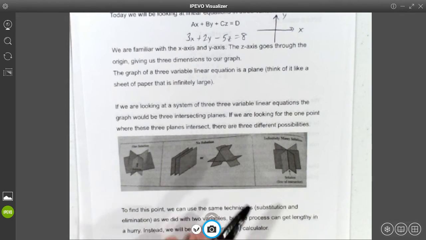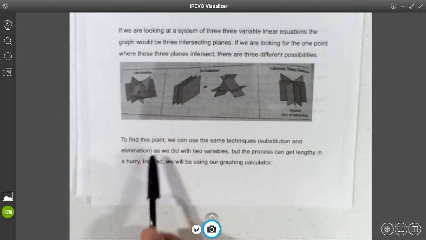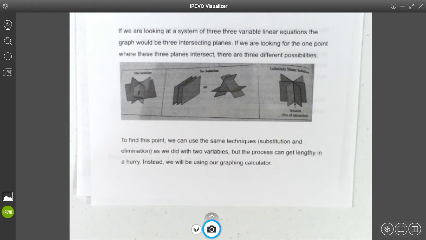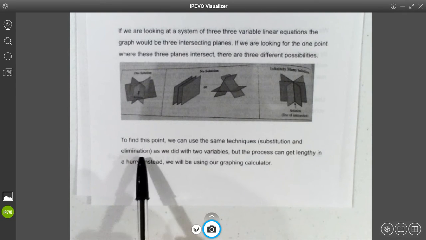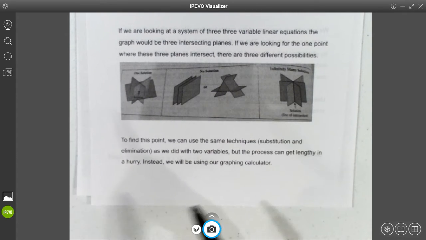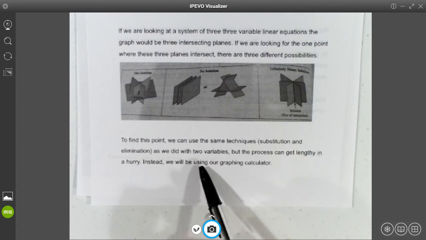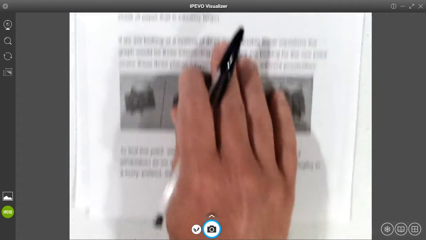To find the point where these three planes meet, we could use the same techniques we did before, substitution and elimination, but with three variables this can get pretty hairy and pretty lengthy. So instead we're going to look at how we use our graphing calculator to solve these.